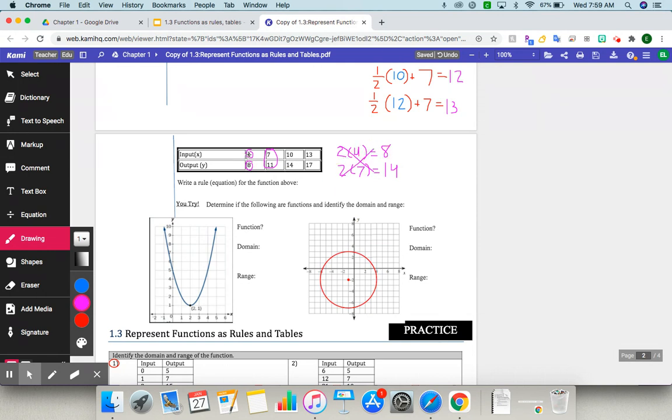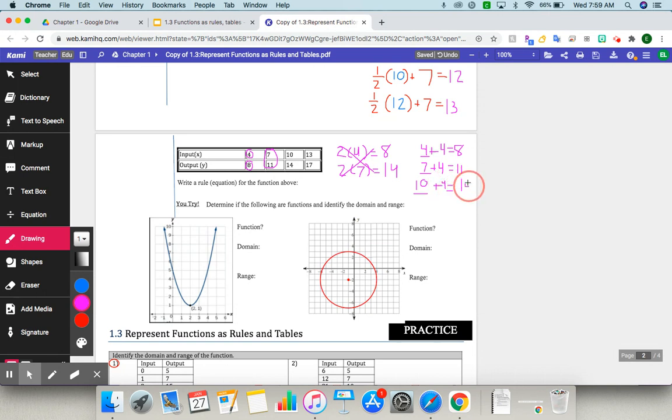Another way to get from 4 to 8 is to add 4 to my input. So that equals 8, and I try with my next one. My input is 7. If I add 4, I do get an output of 11. And let's see if this works one more time. My next input is 10. If I add 4, I do get an output of 14.